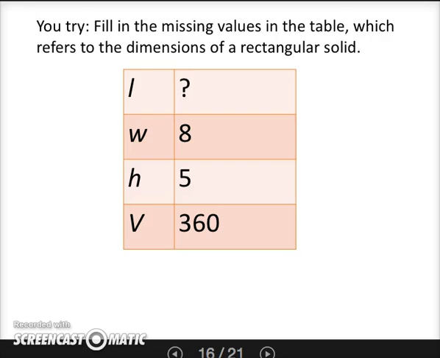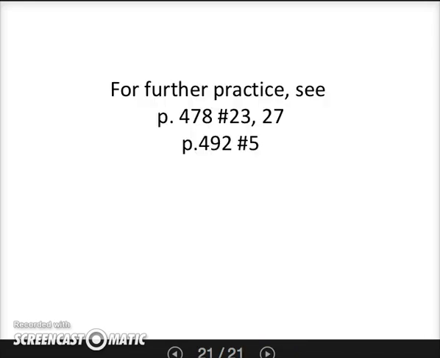You try this one. Fill in the missing value in the table, which also refers to a rectangular solid. For further practice, see page 478 of your book, numbers 23 and 27, and page 492, number 5.